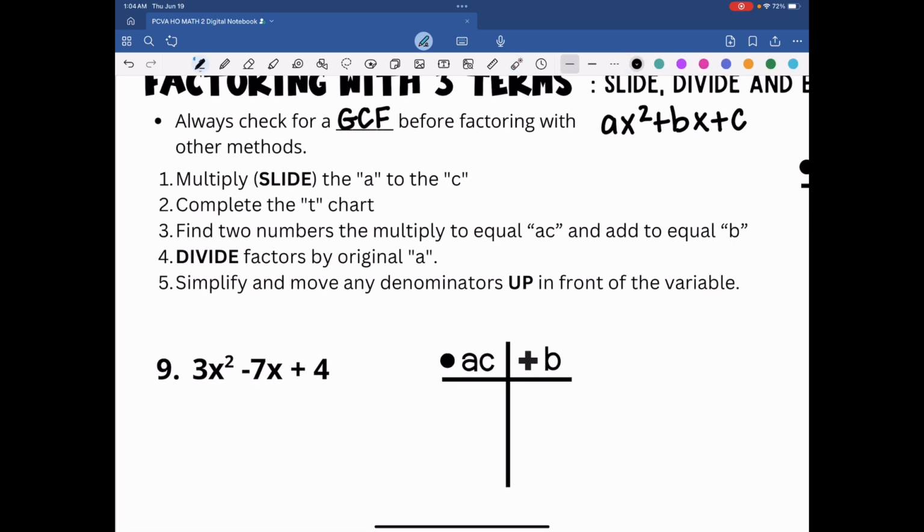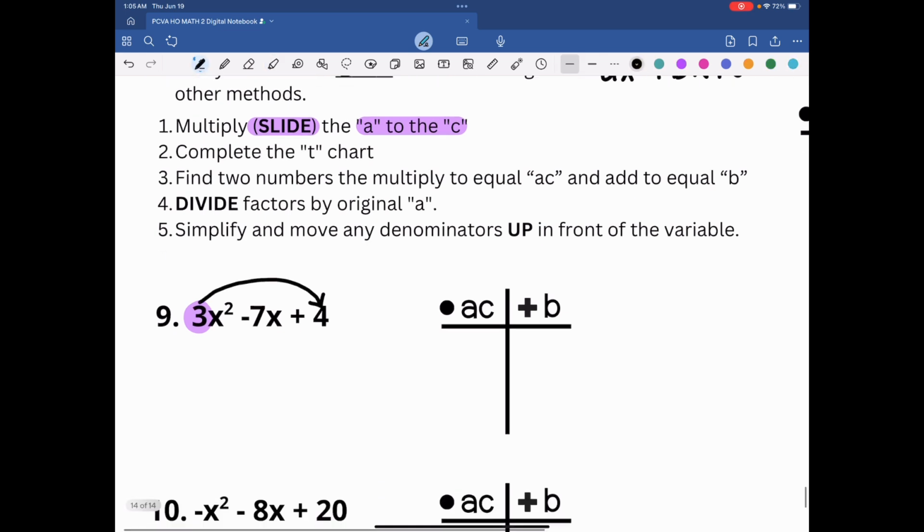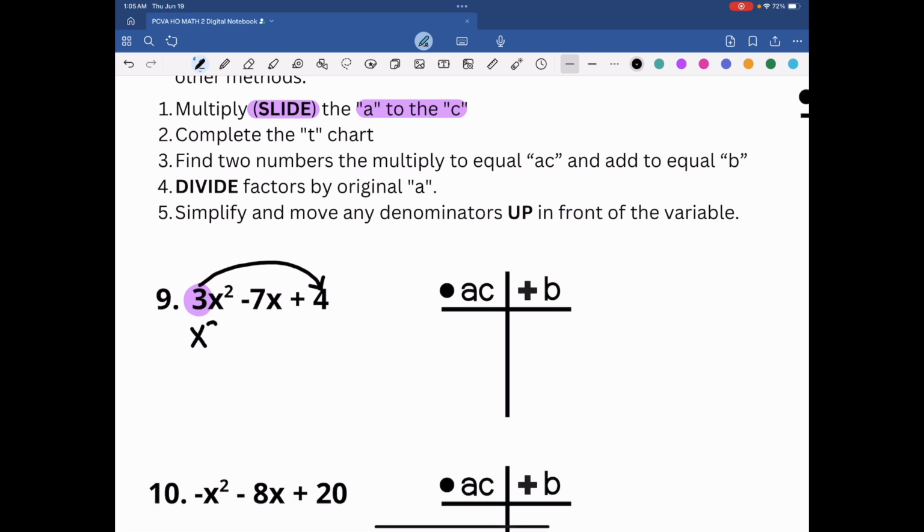So I can't take out an x, and 3, 7, and 4 don't have anything in common other than 1. So the slide. The slide is how we manipulate our numbers. So we're going to slide the a. Remember the a is this first number right here, this 3. We're going to slide that all the way to the c and multiply them together. So once I do that, I'm left with x squared minus 7x plus 12. Now, why do we want to do that? Because it's going to help us figure out a combination of numbers, and those combination of numbers are technically the zeros or the roots, but we just got to finish completing this whole process.